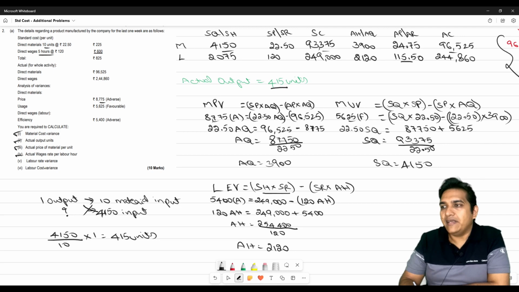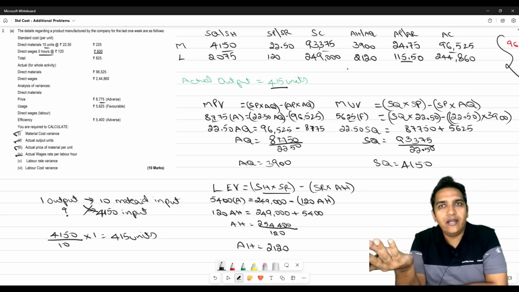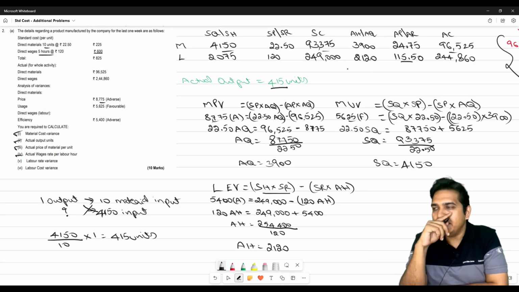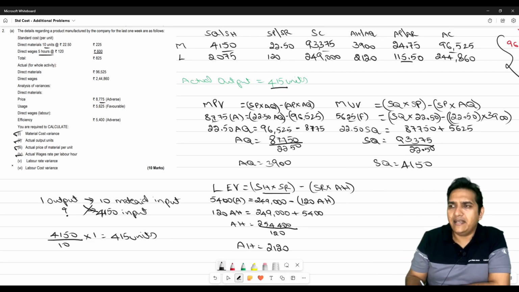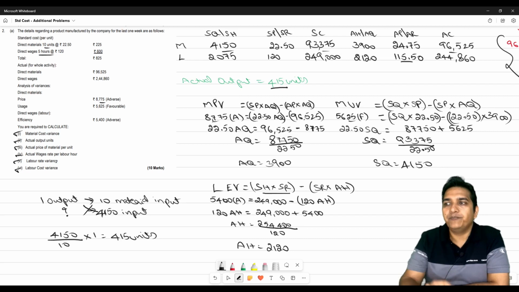Next, labor rate variance. Now since we have got all the information which is required to calculate all the variances, you can go ahead and compute the labor rate variance easily. And again you can also compute the labor cost variance, which are the last two requirements of the question, right?